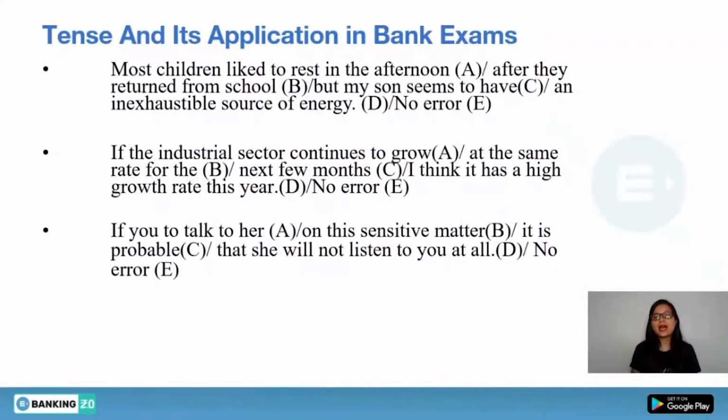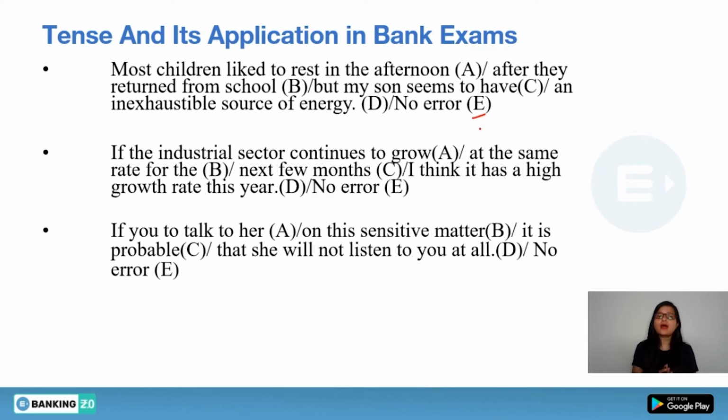First, we have three questions. I have given you these three questions to answer or to find the error, and in today's class I'm going to discuss these questions with you. The first question is: most children like to rest in the afternoon after they return from school, but my son seems to have an inexhaustible source of energy. You need to tell me where you would find the error in this sentence. If there is no error, then you have to choose answer E, that is no error.